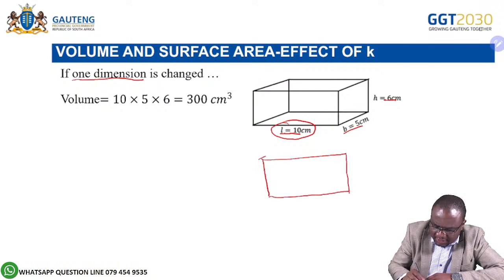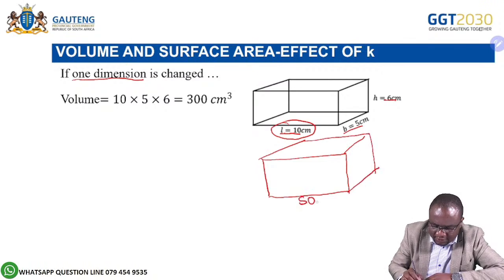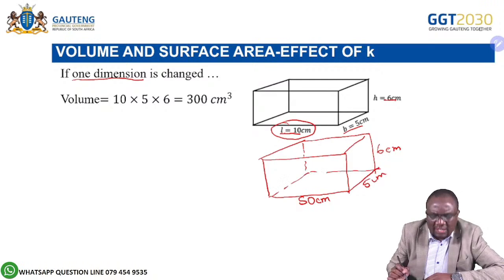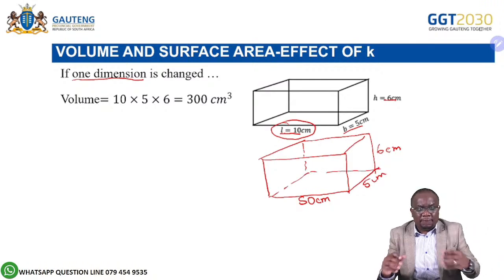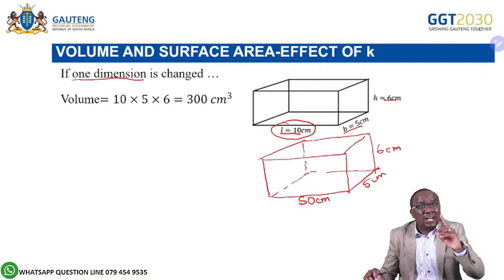This is our new prism. You've changed this one to 50, and this one is still 5 centimeters, and this one is still 6 centimeters. So this is the new prism with the new dimensions. What has happened to the volume of this prism if we've multiplied one dimension by a factor of 5?